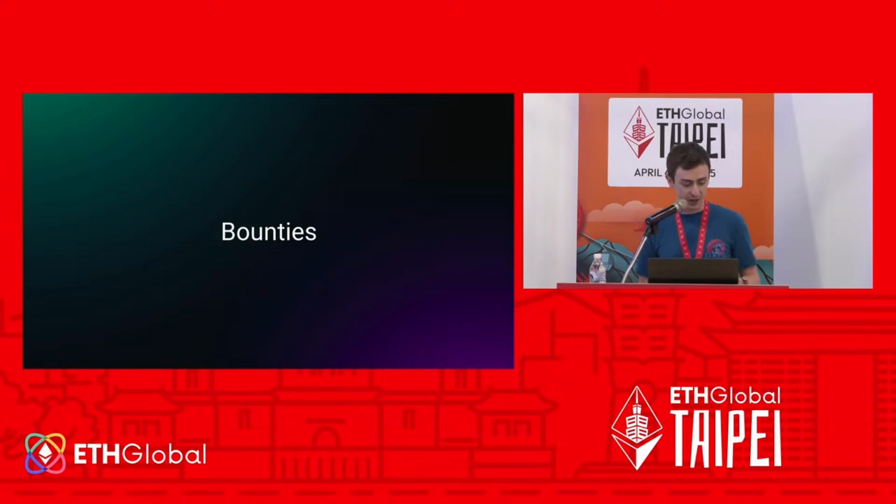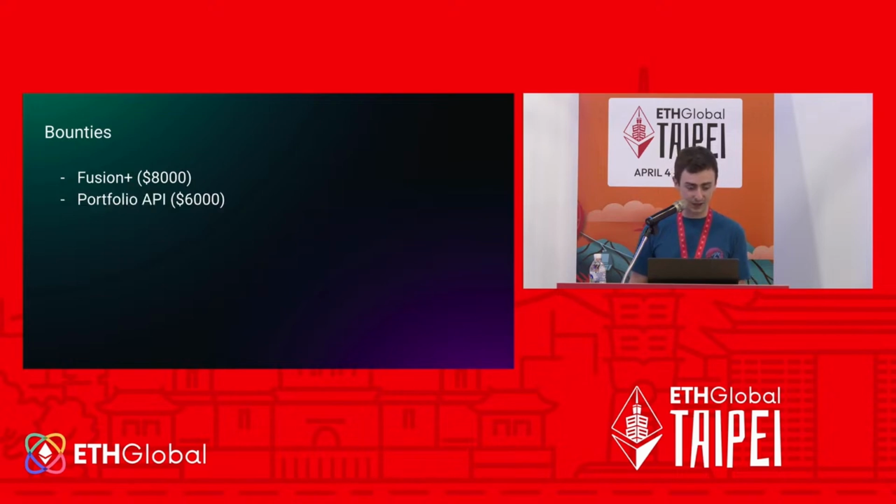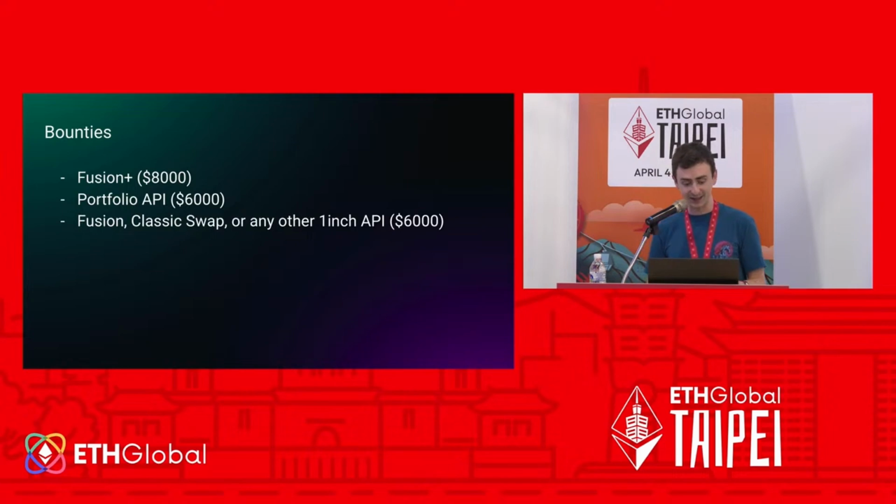Briefly, we should talk about the bounties as well. We have Fusion Plus, which is the main one, cross-chain swapping, that's $8,000. We have the Portfolio API category as well, and that's $6,000. This is basically saying, go build anything that's a visualization for users' portfolio, balances, wallet, performance, anything like that. The last one is using Fusion, which is intent swaps that are not cross-chain, classic swap, or any of the other 1inch APIs.